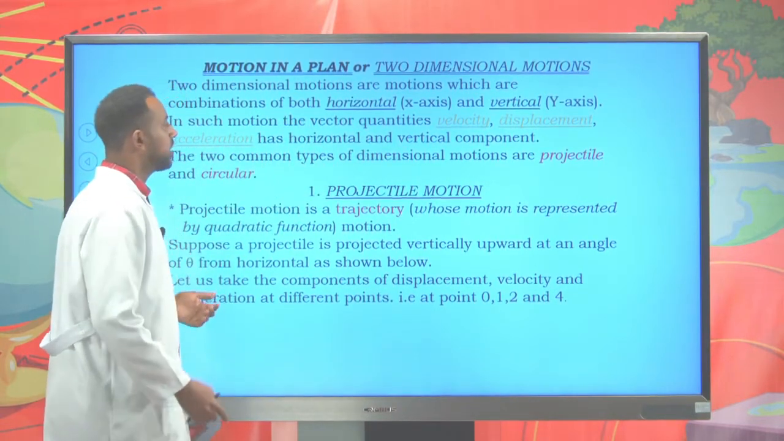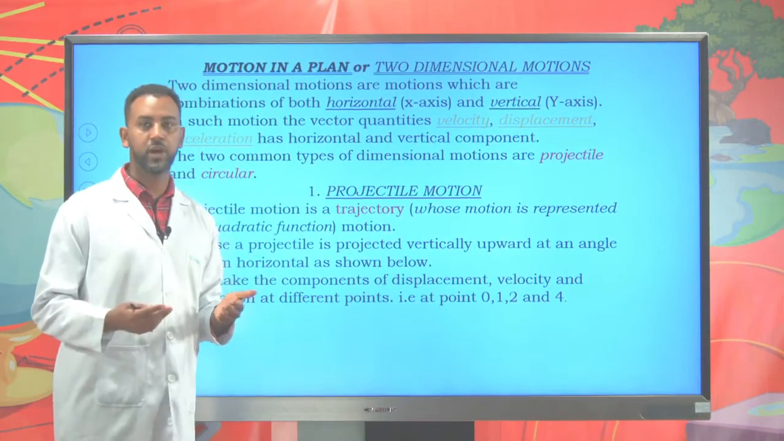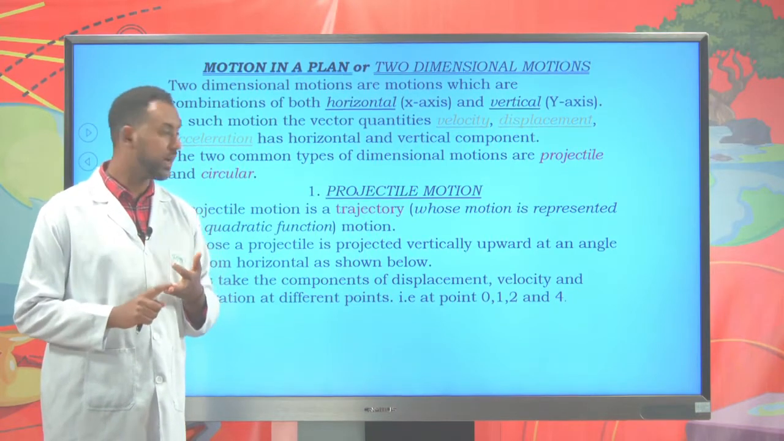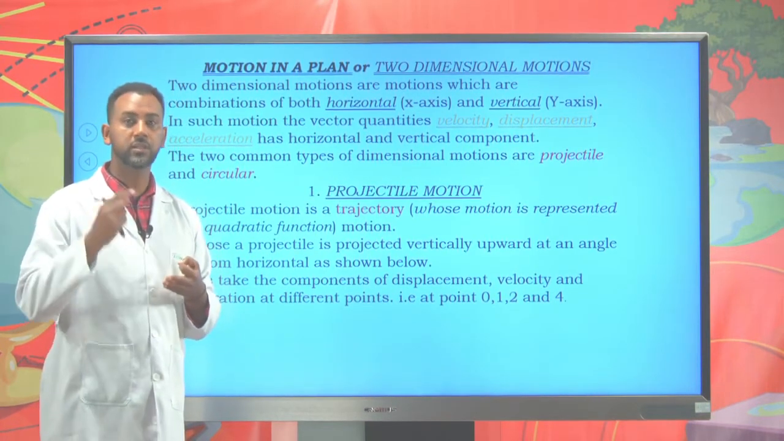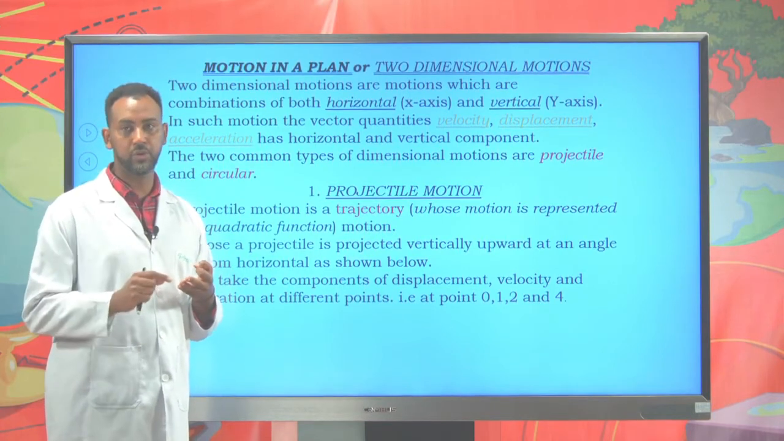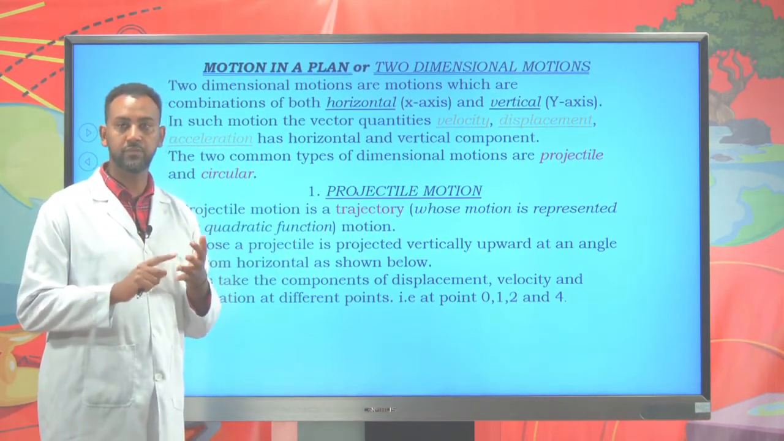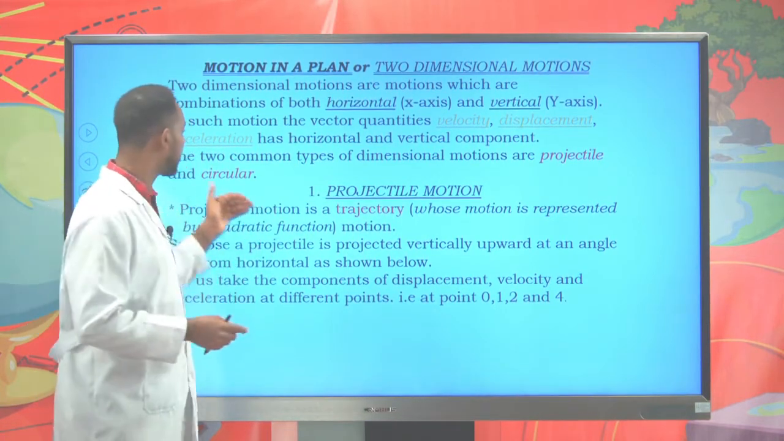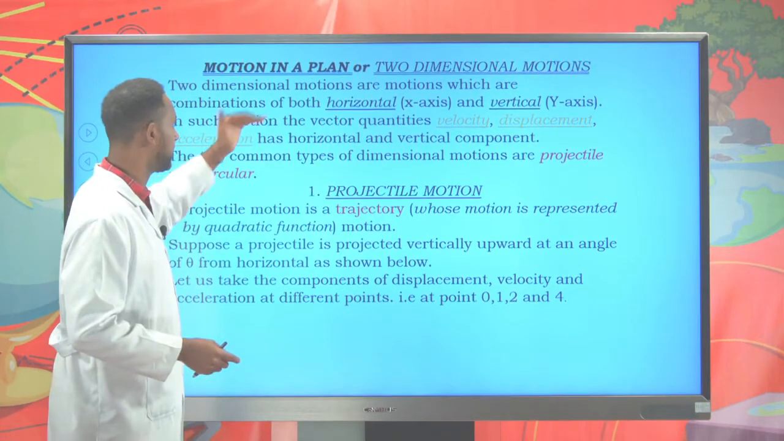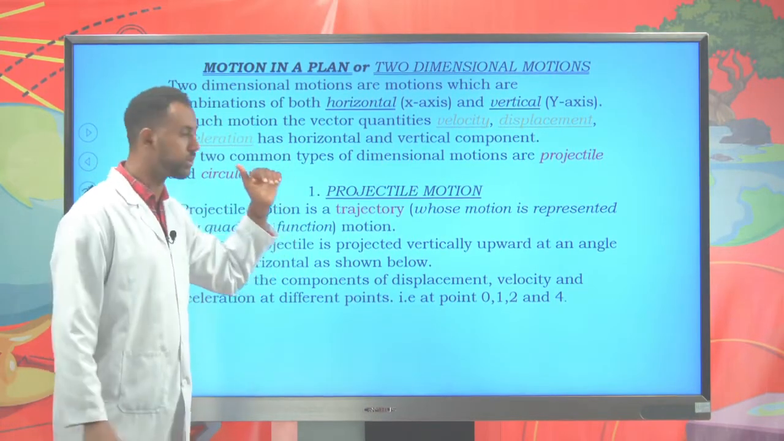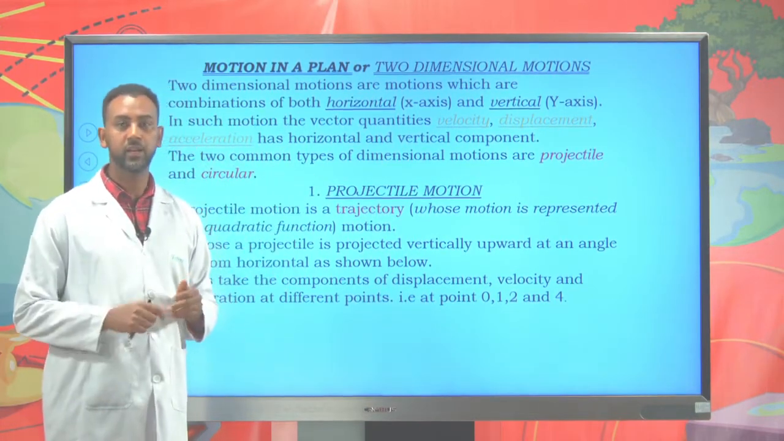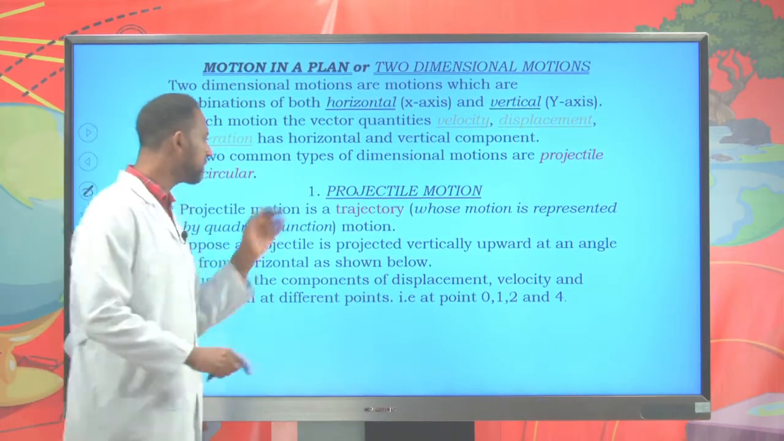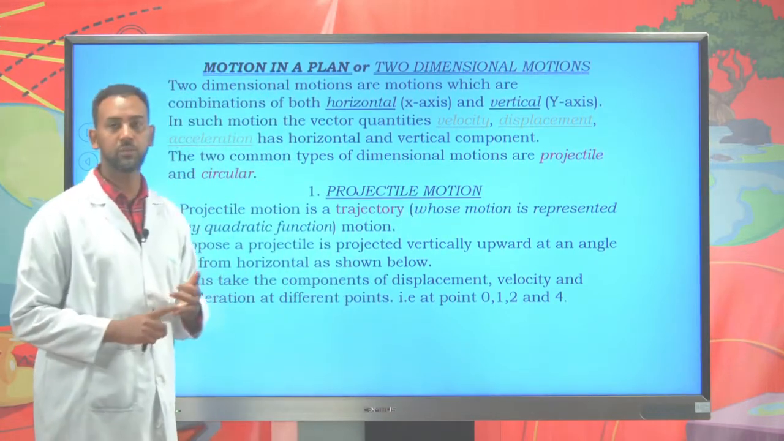So in such motions, we have different quantities. Previously, we have seen the basic parameters: the displacement, the velocity, and the acceleration. All these have horizontal and vertical components. So displacement has horizontal and vertical components, velocity as well, acceleration as well. So we'll try to see those things in motion in a plane, or two-dimensional motion. The two important two-dimensional motions are projectile motion and circular motion. So first, let's try to see projectile motion.